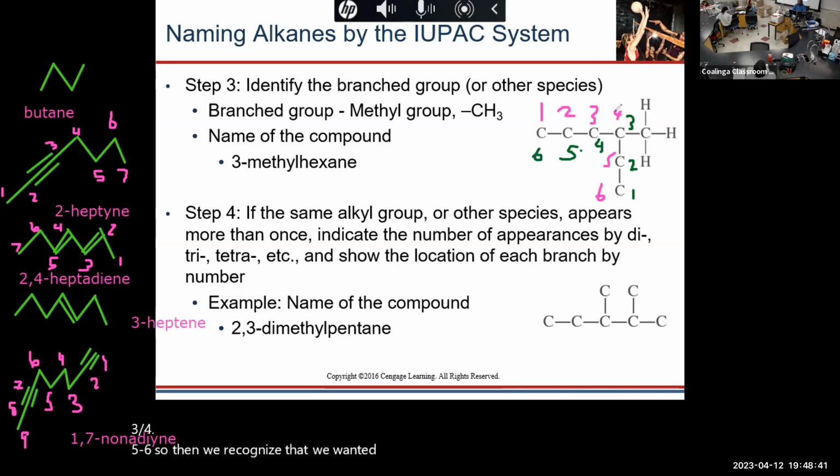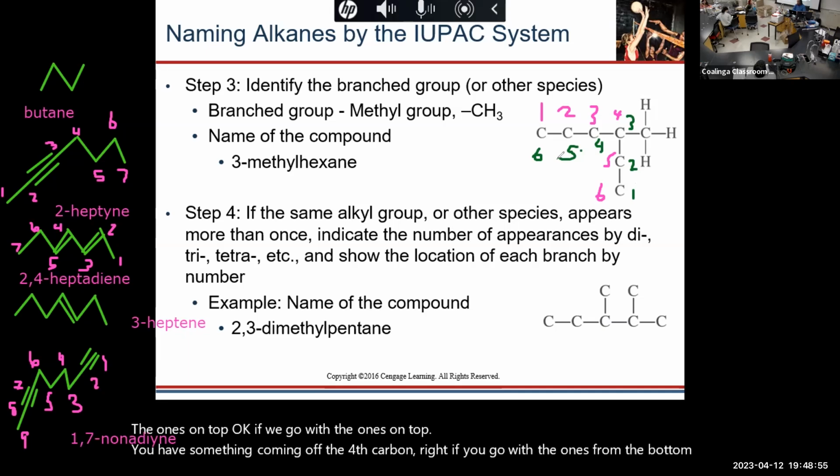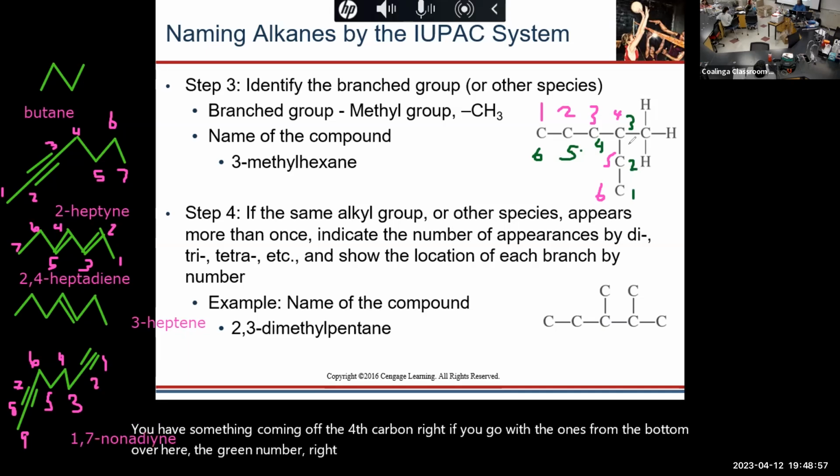So then we recognize that we want to use the lowest number. So if we go with the pink numbers, the ones on top, you have something coming off the fourth carbon, right? If you go with the ones from the bottom over here, the green numbers, right? Then we have something coming off the 3. So our lowest number is going to be a 3, right? It's a 6 carbon chain.